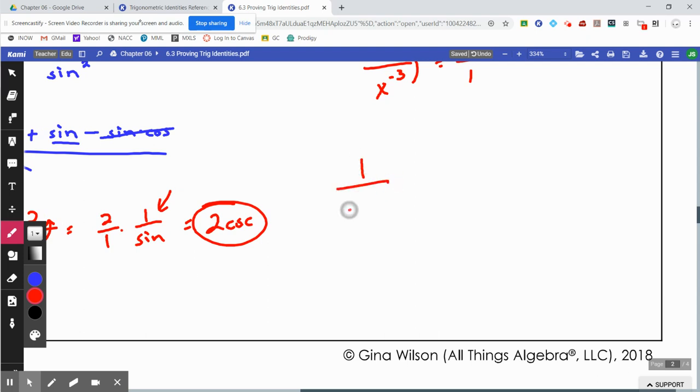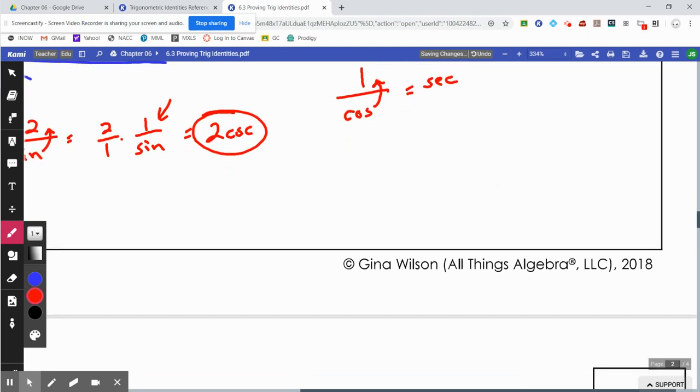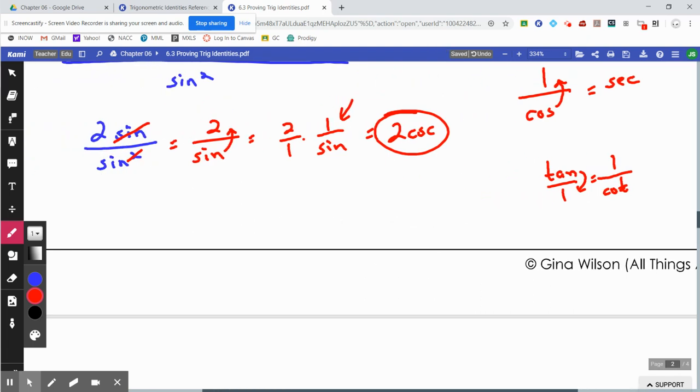If you have 1 over cosine, as you bring cosine to the top, it would turn it into secant. It's a reciprocal. If you had tangent over 1, and you wanted to bring tangent to the bottom, it would become cotangent. It's the reciprocal. So kind of think of it like that. If you have 2 over sine and you wanted to bring that sine up to the top, it would actually turn it into cosecant.